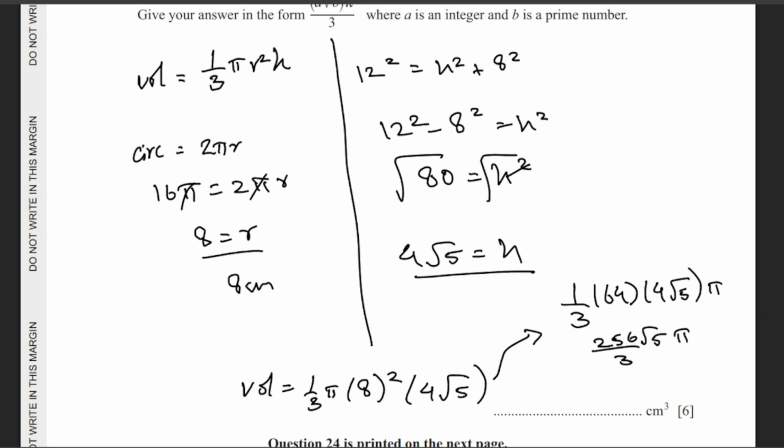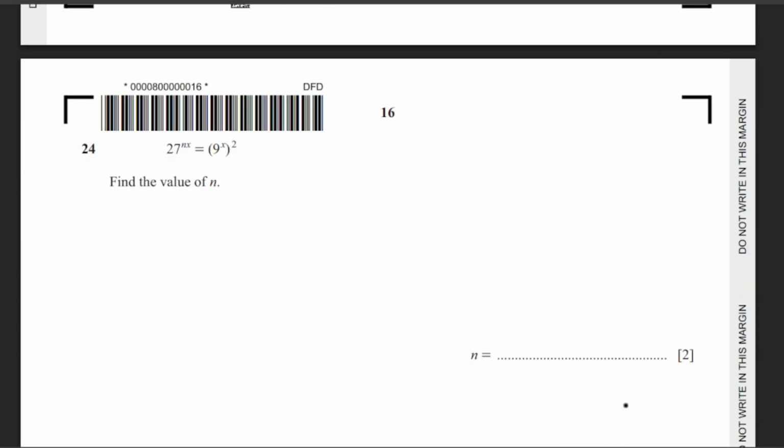That is the answer. But I believe we could simplify it. Let me check the mark scheme. Okay, in the marking scheme it says that this is the exact answer. So this is the correct answer according to the marking scheme. No need to simplify any further. 256 root 5 over 3 pi. All right.